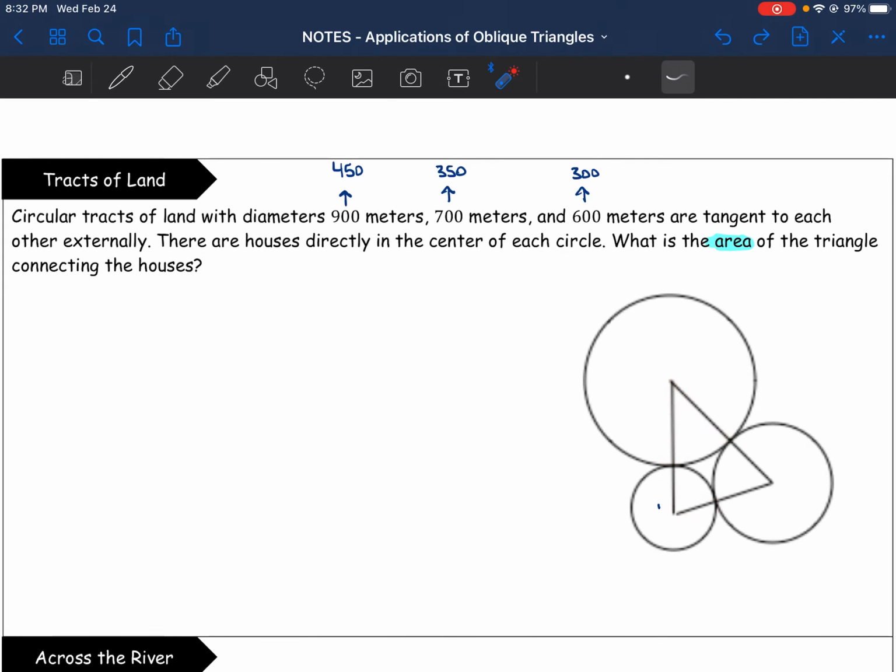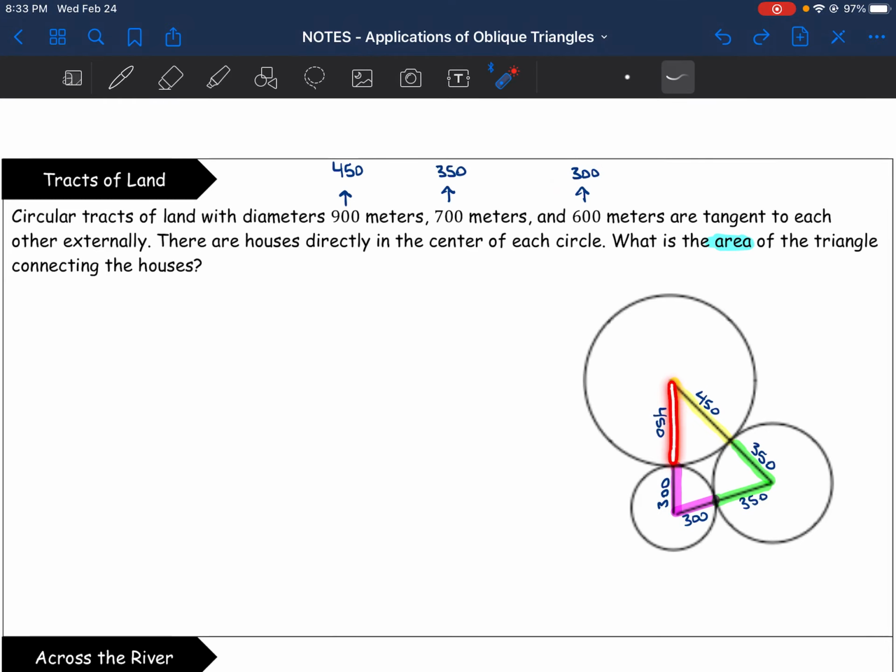I calculated them right up here. If one of the diameters is 900 meters, the radius of the bigger circle is 450. The radius of the middle circle will be 350. And the radius of the smaller circle will be 300. And here you can see in my image, I went ahead and labeled all those.